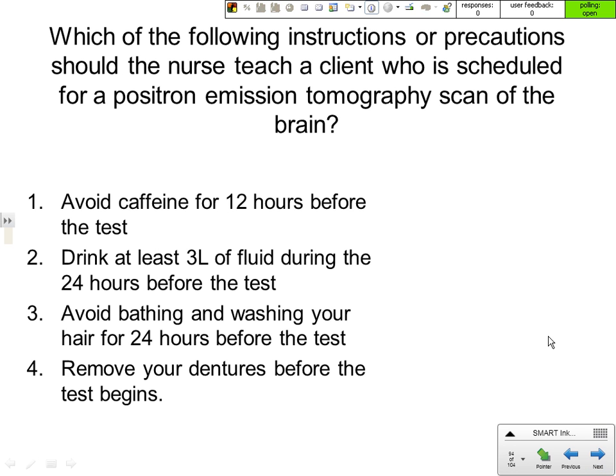Which of the following instructions or precautions should the nurse teach the client who's scheduled for a PET scan, a positron emission tomography scan of the brain? Avoid caffeine for 12 hours before the test. Drink at least 3 liters of fluid during the 24 hours before the test. Avoid bathing and washing your hair for 24 hours before the test. Remove your dentures before the test begins.